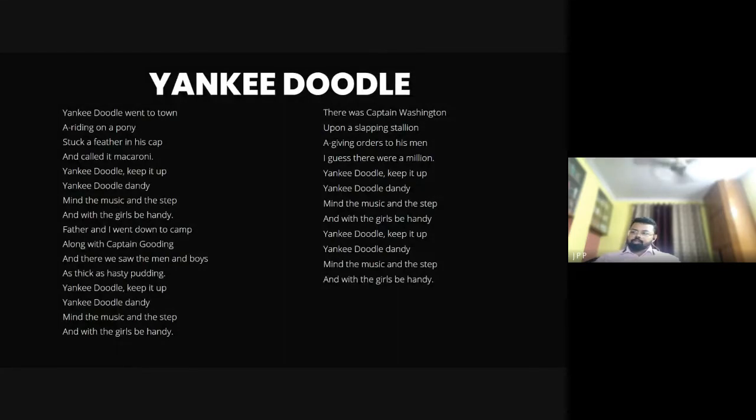So we saw that small poem, right? Yankee Doodle, and this is the lyrics for it. And this is the quintessential American nursery rhyme. Yankee Doodle went to town riding on a pony, stuck a feather in his cap, and called it macaroni.